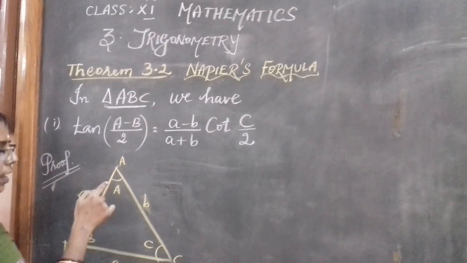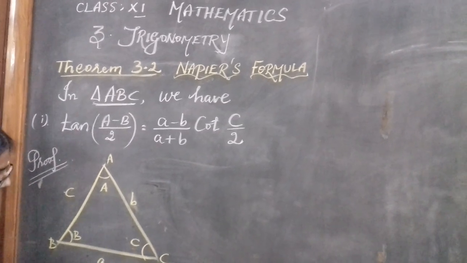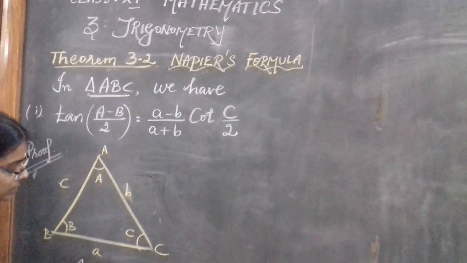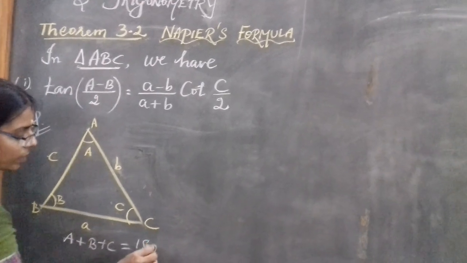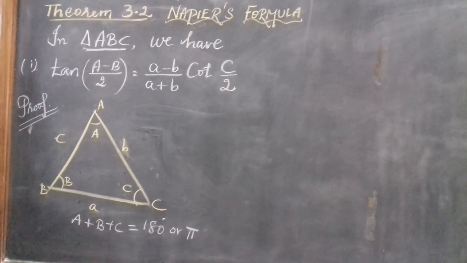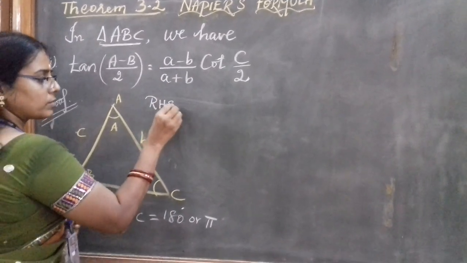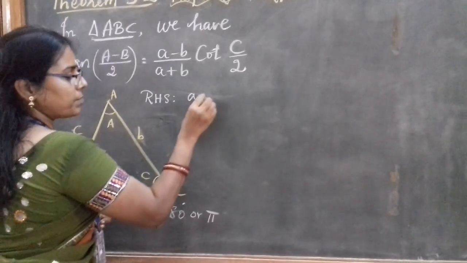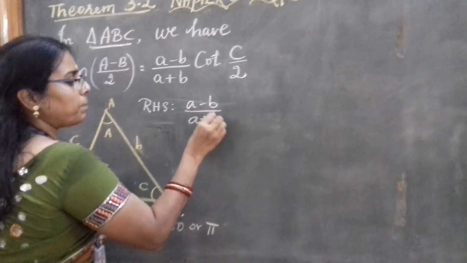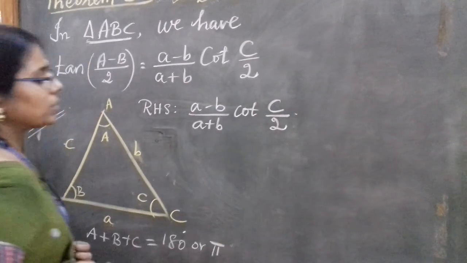And already you know that the sum of the angles of a triangle is 180 degrees. That is, angle A plus B plus C is equal to 180 degrees. Now let's see the proof. Now take the right hand side. In the right hand side you have (a minus b) divided by (a plus b) into cot C by 2.